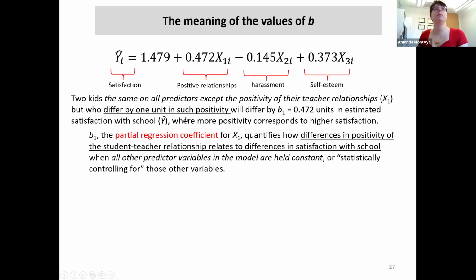So here, we might say for two kids that are the same on all predictors except for positivity of their student-teacher relationship, but differ by 1 unit on that positivity, they're expected to differ by 0.472 units in estimated satisfaction with school, where more positivity corresponds to higher satisfaction.